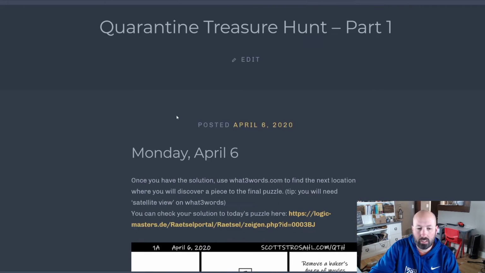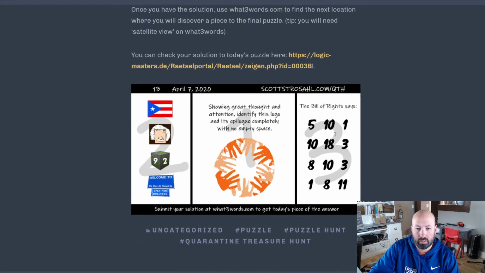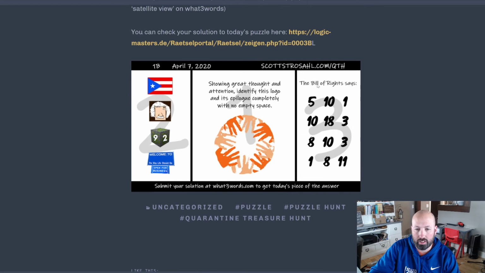I got another example from my quarantine treasure hunt here. This one right over here. The Bill of Rights says, and then we just have a list of numbers. So there's lots of things you could try to do here. You could say, okay, the Bill of Rights says, and maybe we need to convert them to letters, right? Like we did. All of them are less than 26, each of these numbers. Maybe it's a phrase.